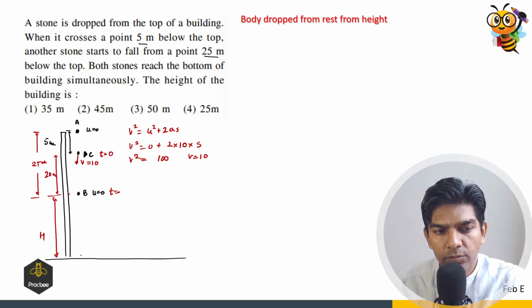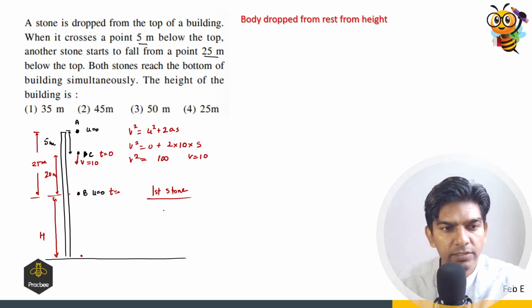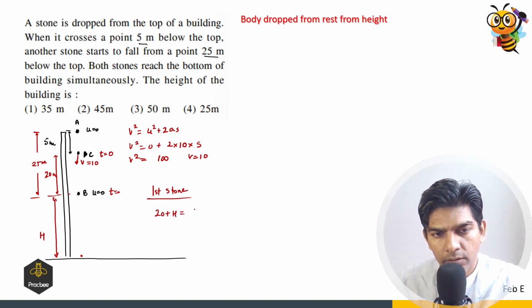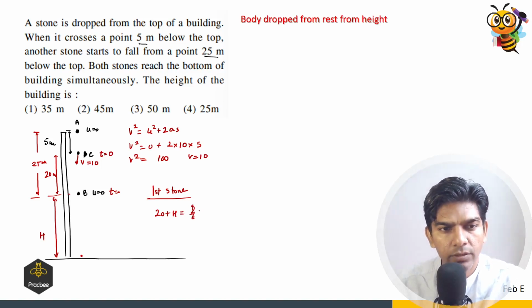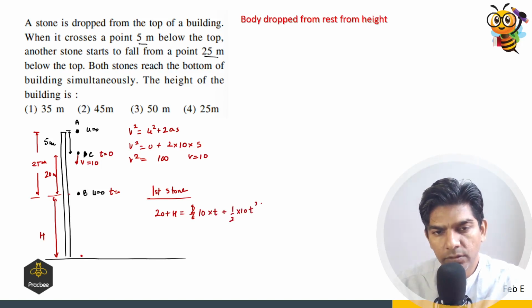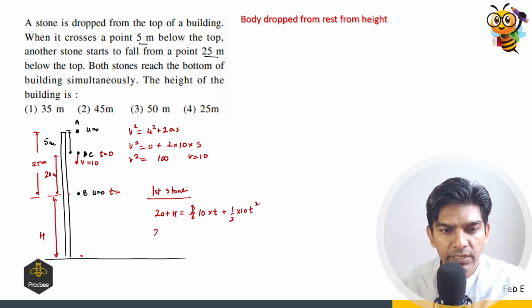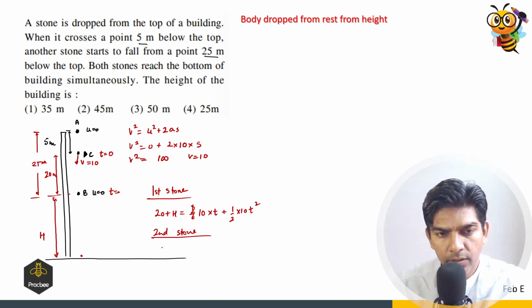And they reach the bottom simultaneously. So the time taken by the first stone to reach the bottom is the same as the time taken by the second stone to reach the bottom. So again we're going to apply the s equals ut plus half at square formula. For the first stone, the displacement is 20 plus h is equal to u t, u is 10, so 10t plus half g t square. Now if you apply the same equation for the second stone, it will be h equals, initial velocity is 0, so half g t square.